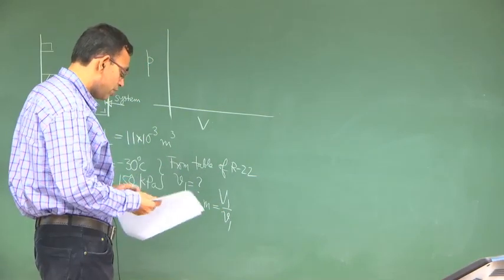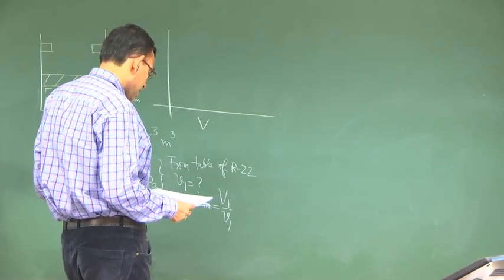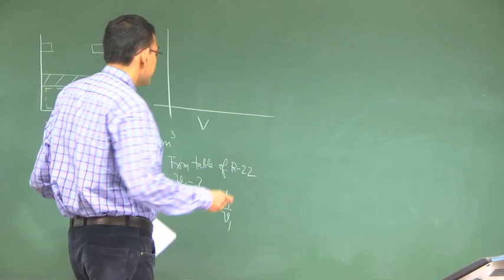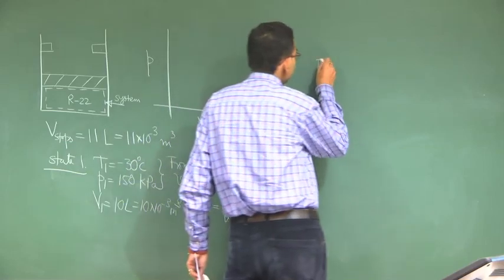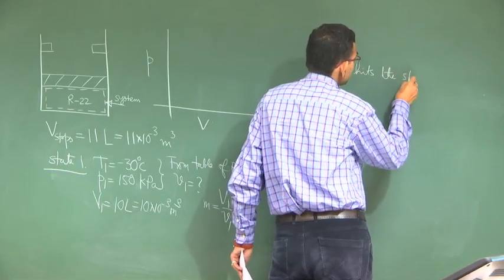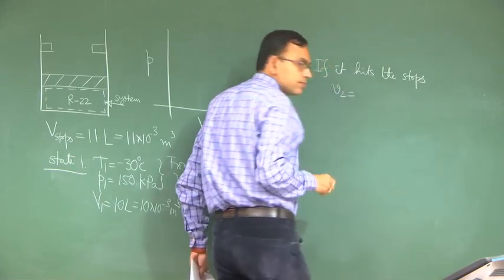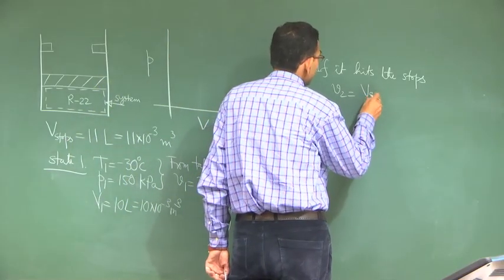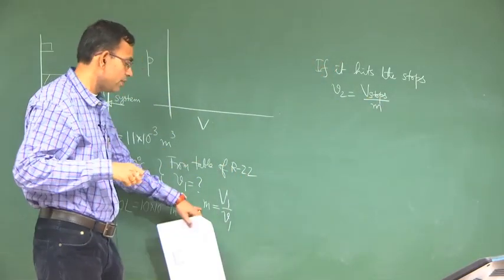So, now let us look into the thermodynamic process. Heat is transferred and the system is heated. We do not know whether it hits the stops. If it hits the stops, then what is the specific volume at state 2? The specific volume at state 2 is V stops by M, and that M you get from here.